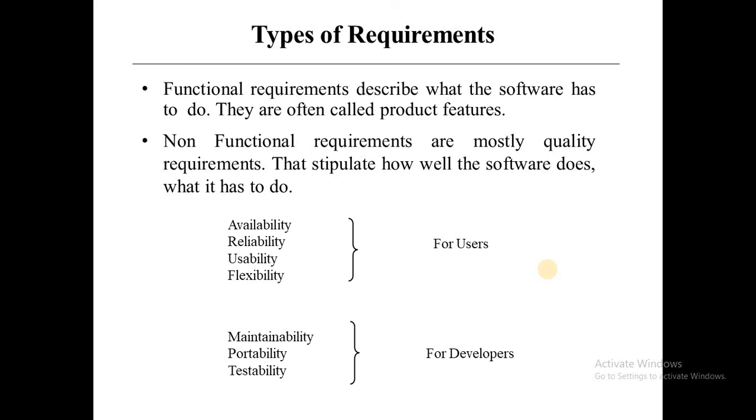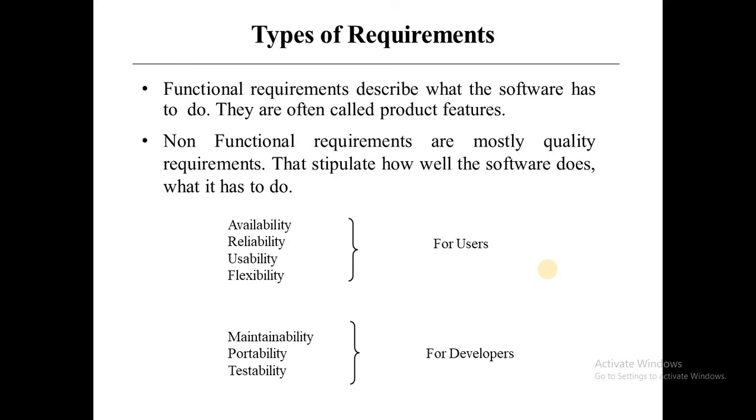Availability, reliability, usability, flexibility: these are all for users. Maintainability, portability, testability: these are all for the developers. Obviously, usability: the software product should be in a usable form. It should have a usability nature, easy to use, easy to understand. And reliability: obviously the software product should be available, because the user is completely dependent on the software system. So it should be available to the users.